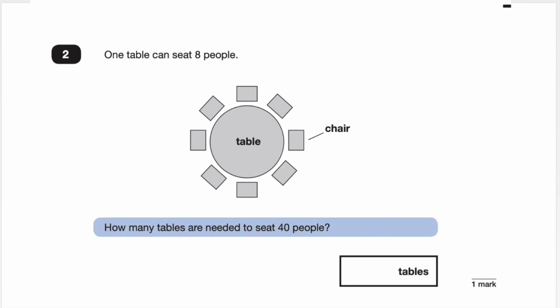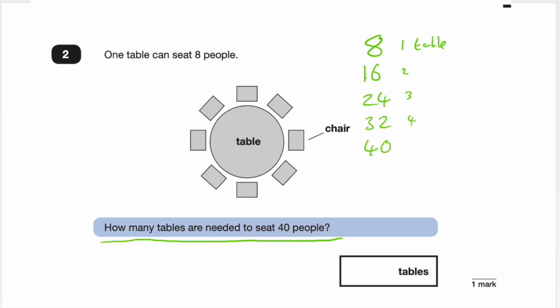Question 2 says, one table can seat 8 people. How many tables are needed to seat 40 people? So we have a couple of options. We could either go up in our 8 times table. So this would be 1 table. This would be 2 tables. 24 would be 3 tables. 32 would be 4. 40 would be 5. So 40 people would be 5 tables.